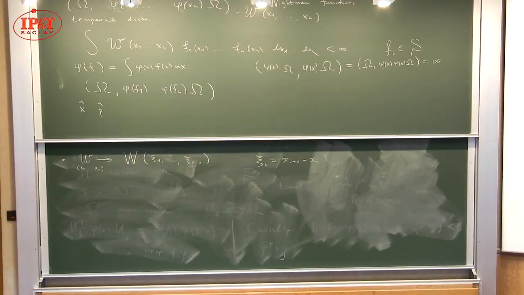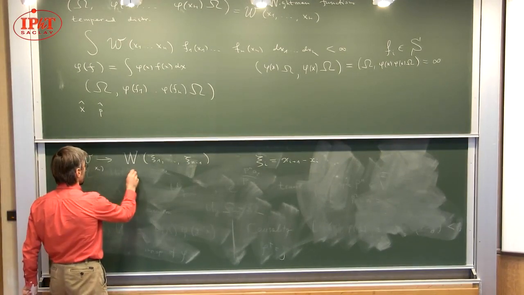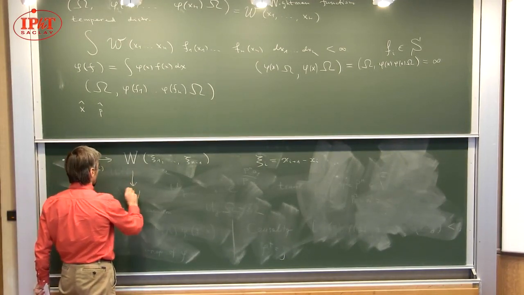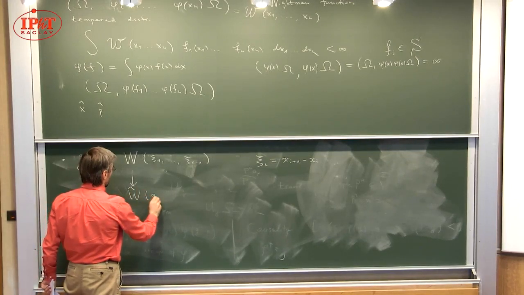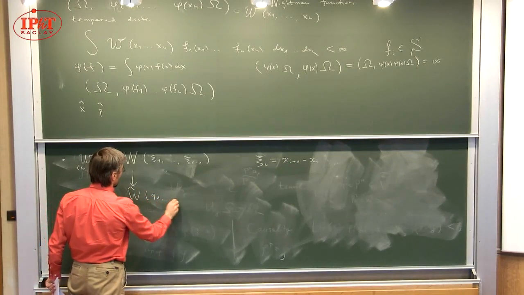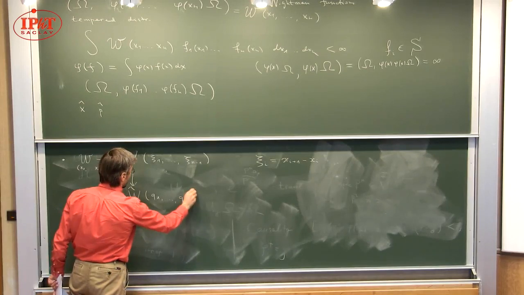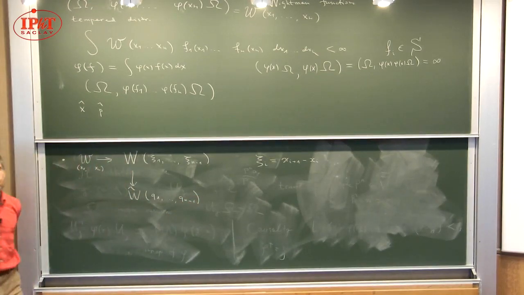So let me take this straight w, and let me take a Fourier transform. W hat of q1, ..., q n minus 1. Now, notice something very important. Of course, in quantum field theory, we use Fourier transforms all the time.